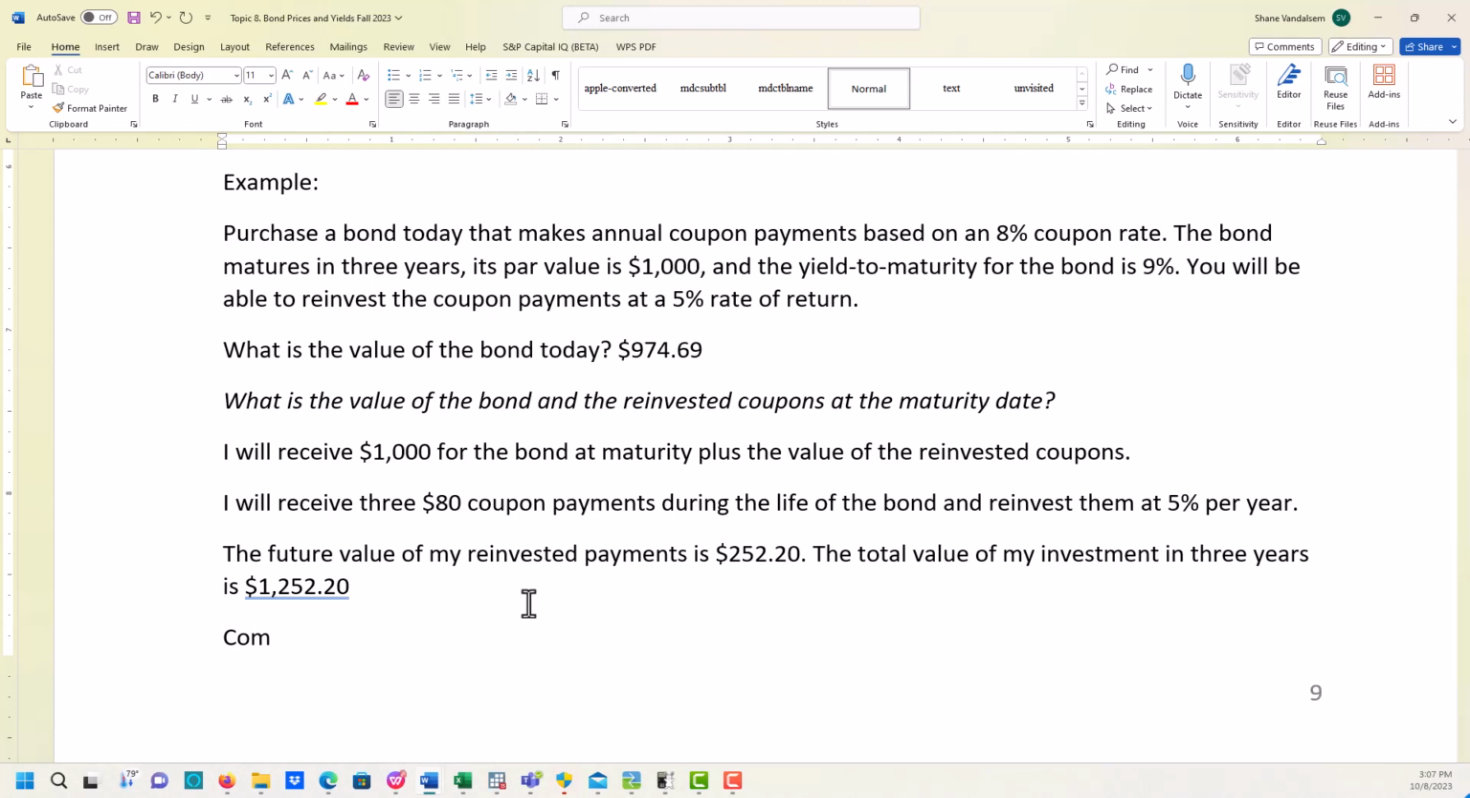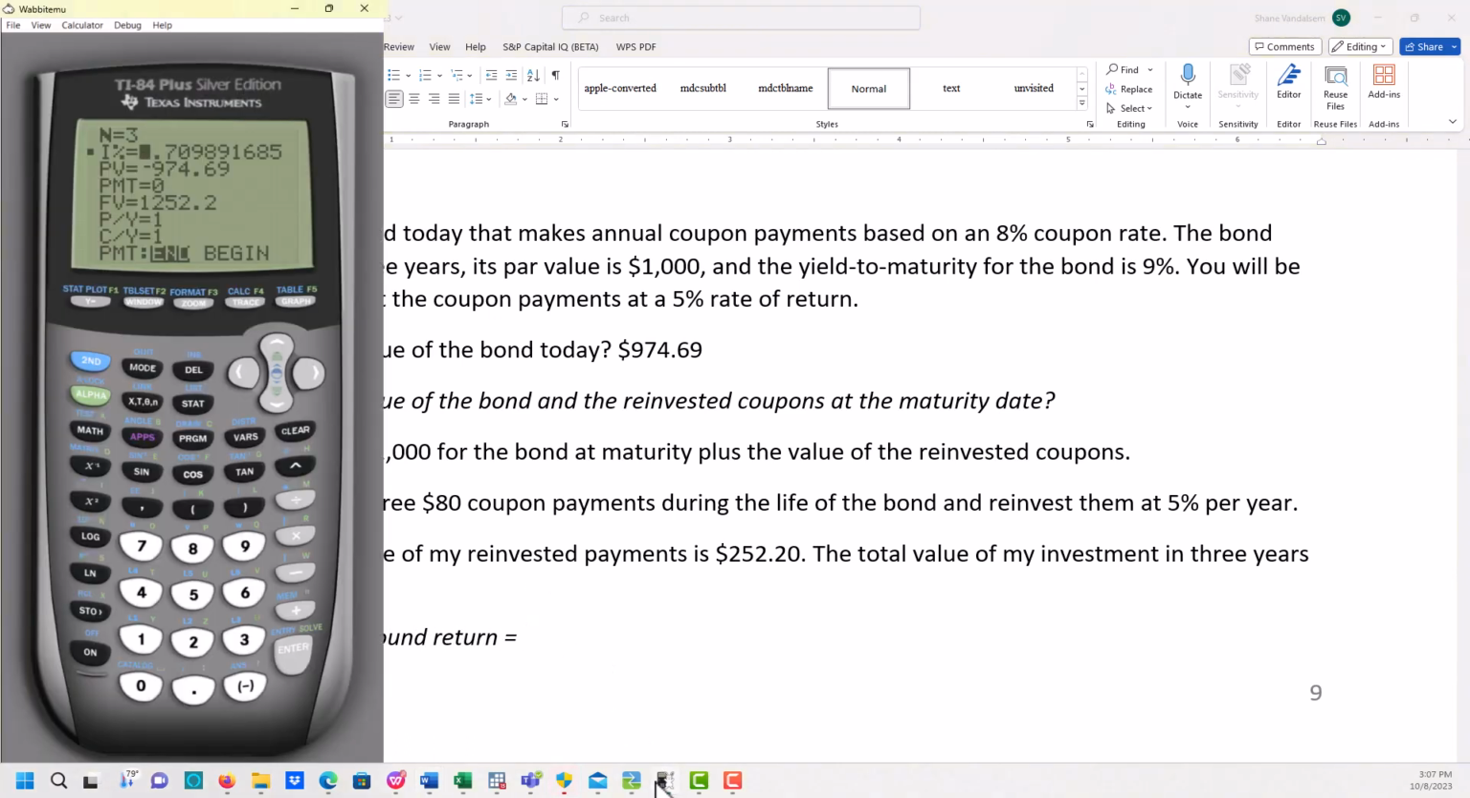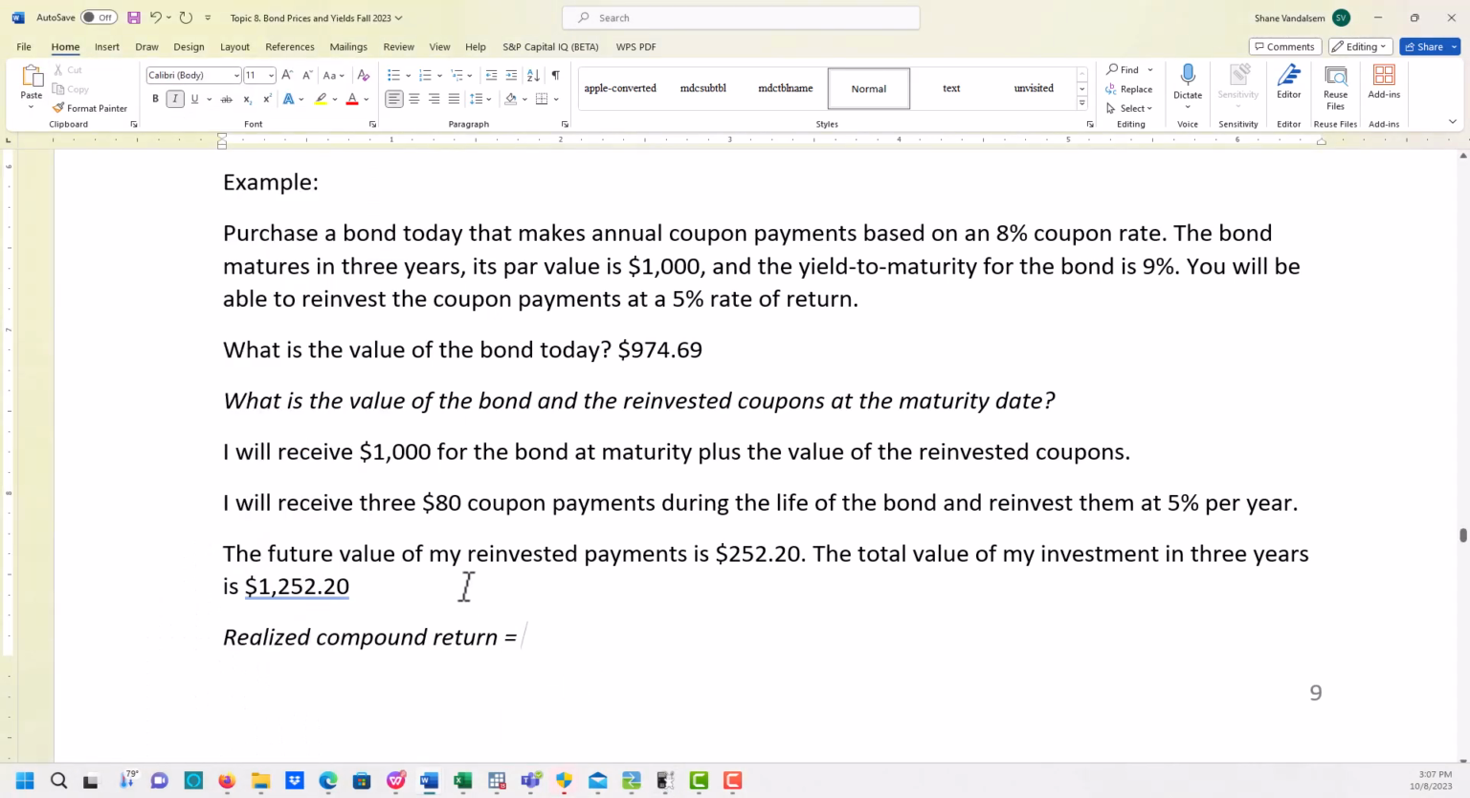So my realized compound return is equal to 8.71%. So this is one of those where you can ask if the answer makes sense. So the realized compound return should be in between the yield to maturity for the bond and the reinvestment rate for the bond coupons. Okay.